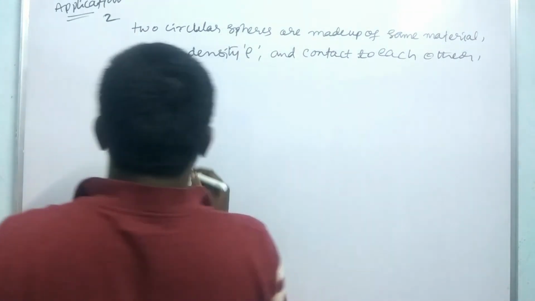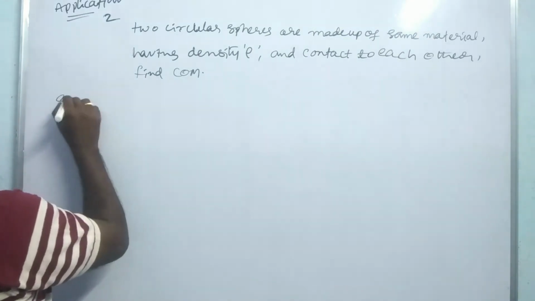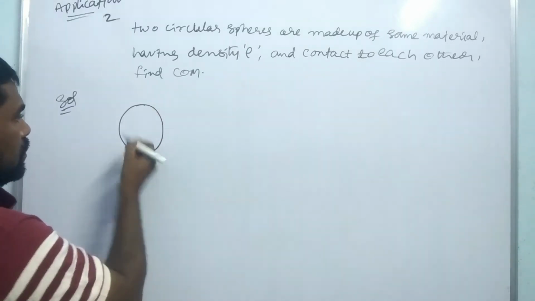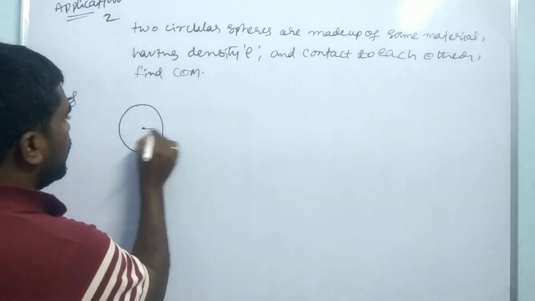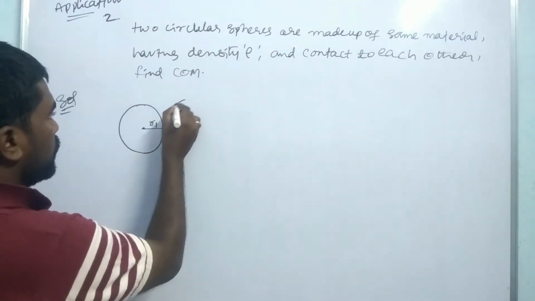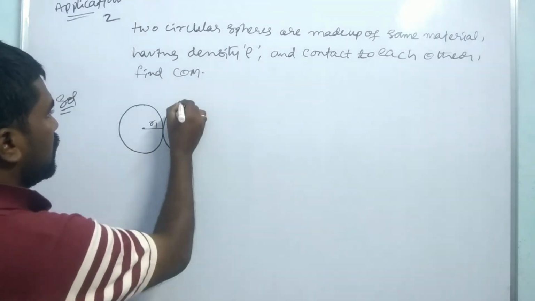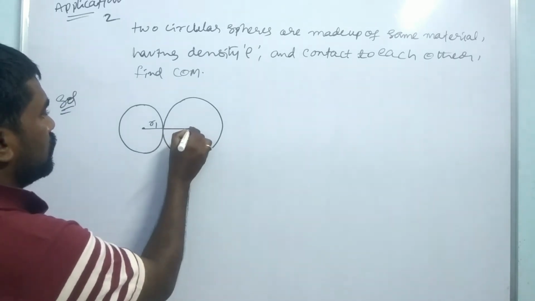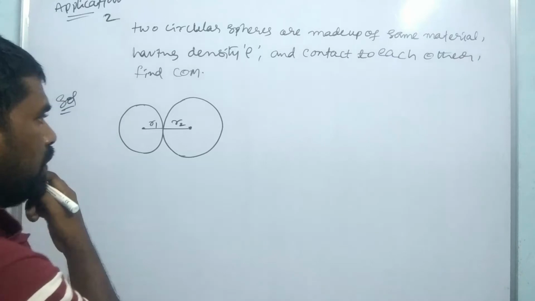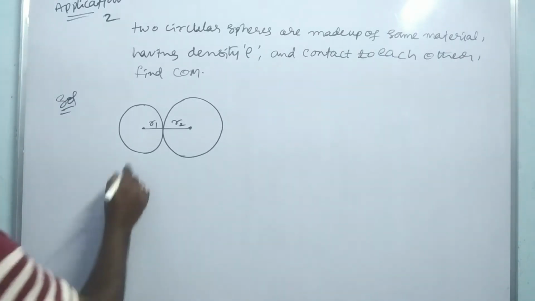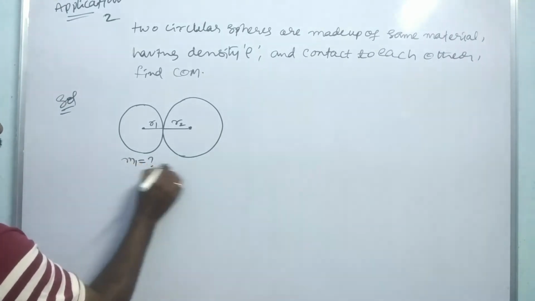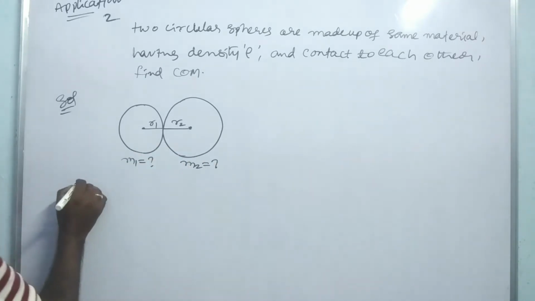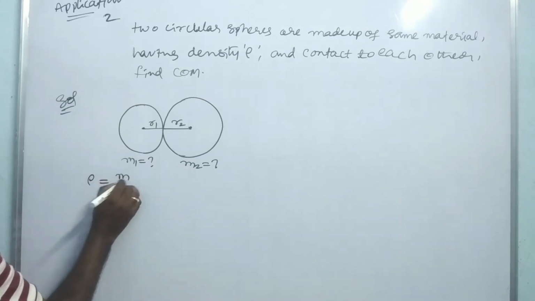So this is one sphere having radius r1, and one more sphere in contact with the first sphere. This is the other sphere having radius r2. Now how can we find the masses of the spheres, m1 and m2? The density of the sphere rho is equal to mass by volume.